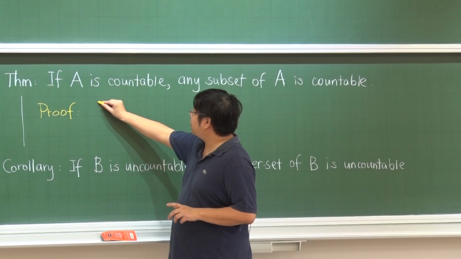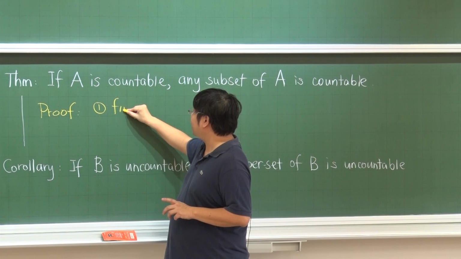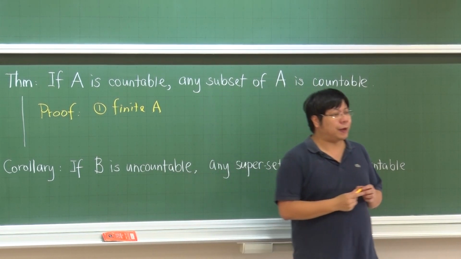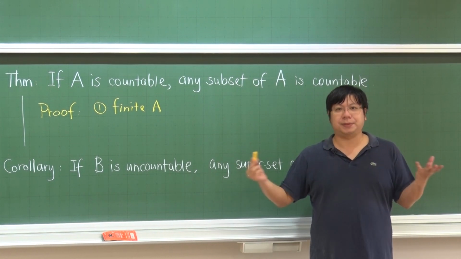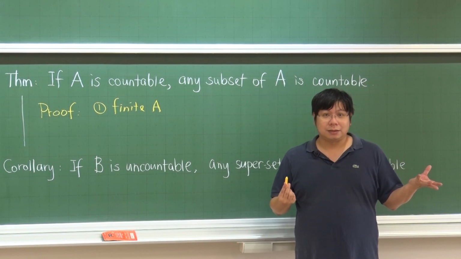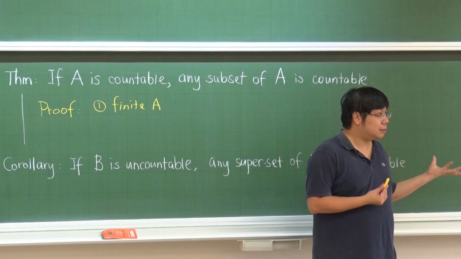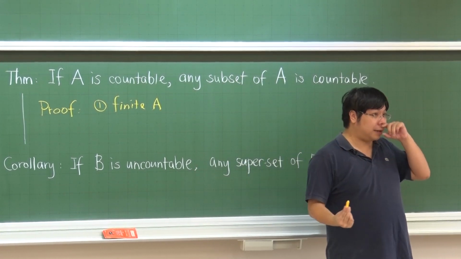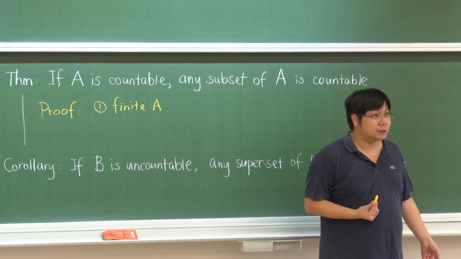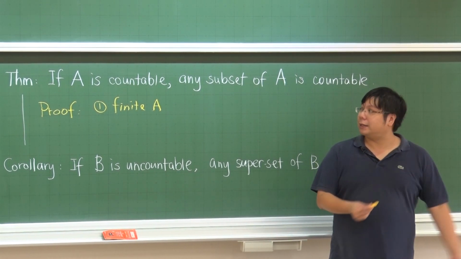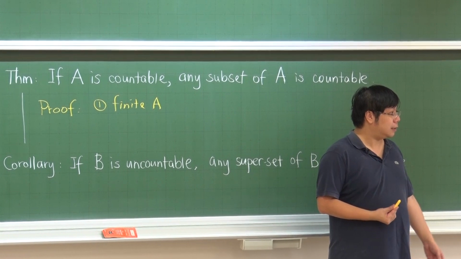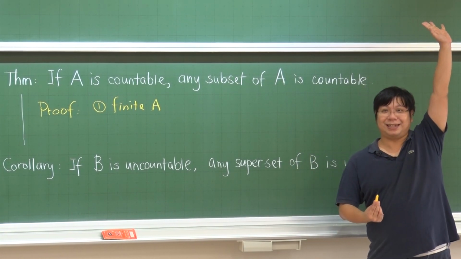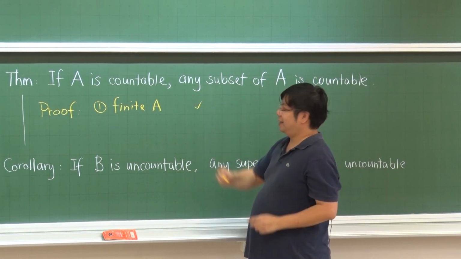So there is case 1, if A is finite. If A is finite, then any subset of A is also finite, right? If A is finite, it has, let's say, k items. Then any subset of A has less than or equal to k items. So it is finite. So in that case, the subset of A must be countable. If you're OK with this, could you please raise your hand? OK, good. So finite, OK.